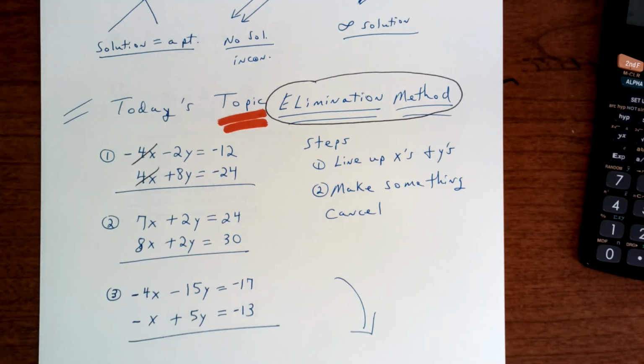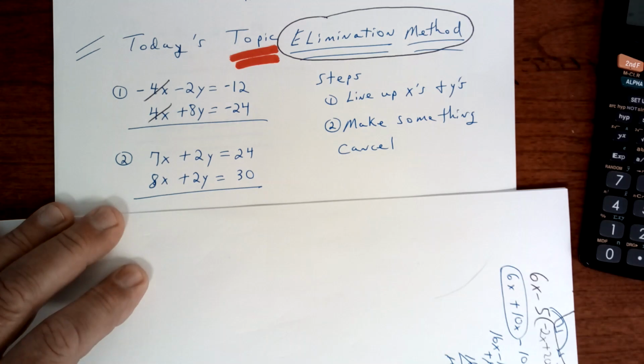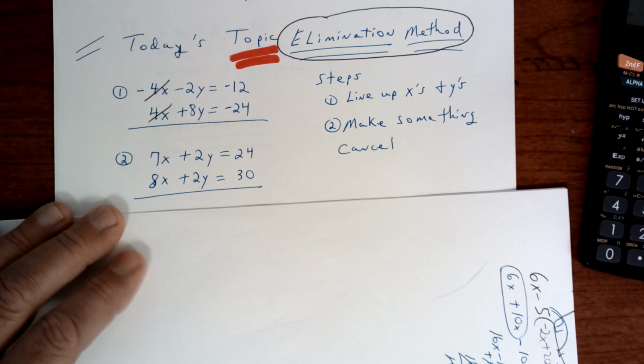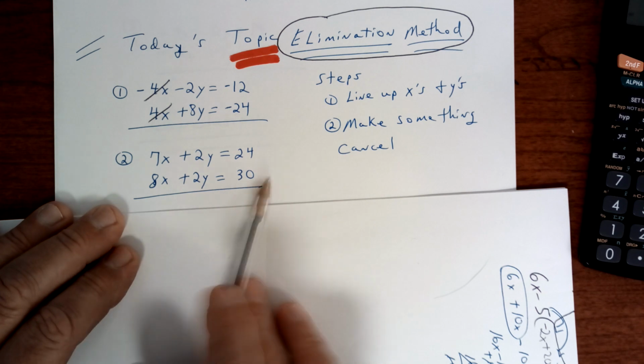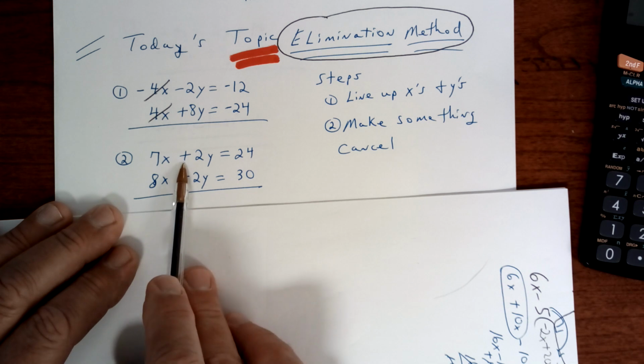Let's try this next one. Copy this down. All right, so let's talk about it. Well, nothing cancels, but everything's lined up. What we want to do is make one of these negative. If this was a negative, these would cancel.